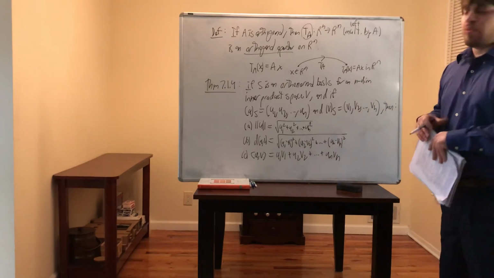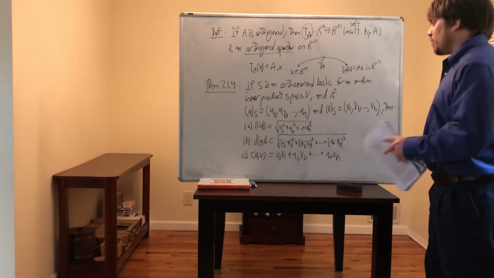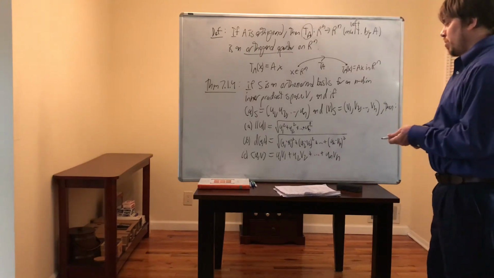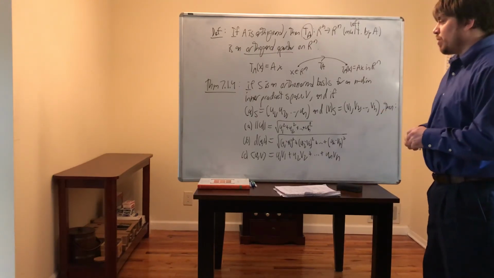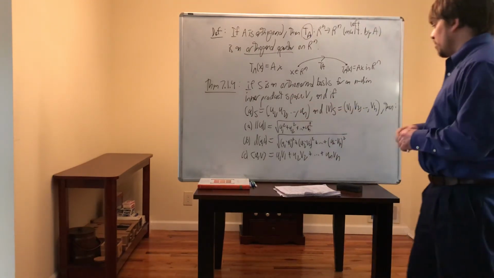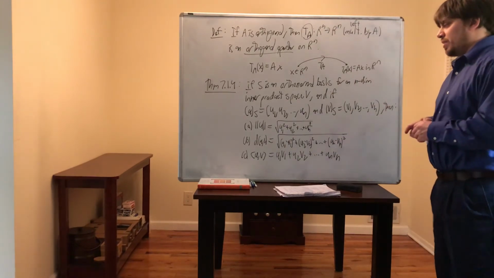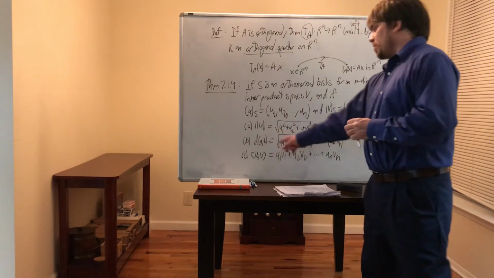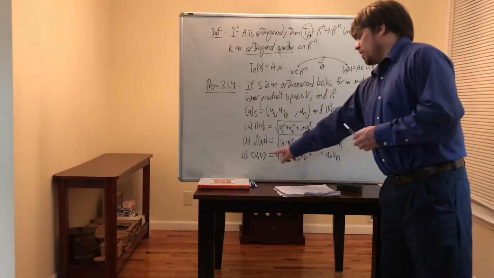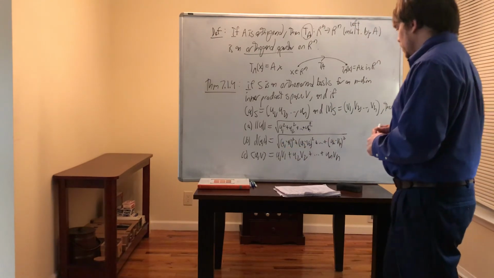Okay, so theorem 7.1.4. If capital S is an orthonormal basis for an n-dimensional inner product space V, and if the coordinates of U relative to S is that, and the coordinates of V relative to S is that, then A, the norm of U is this, B, the distance between U and V is that, and C, the inner product between U and V is that.